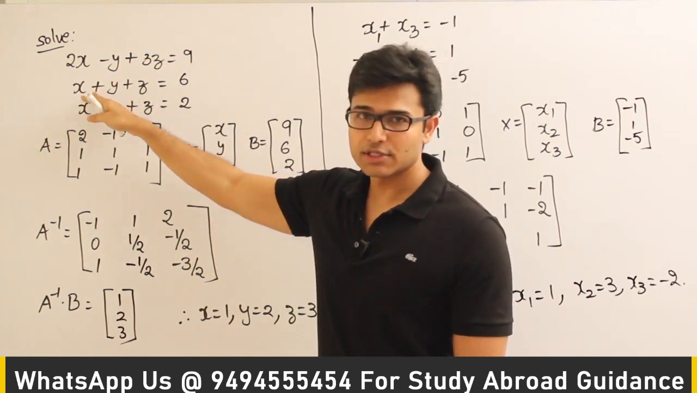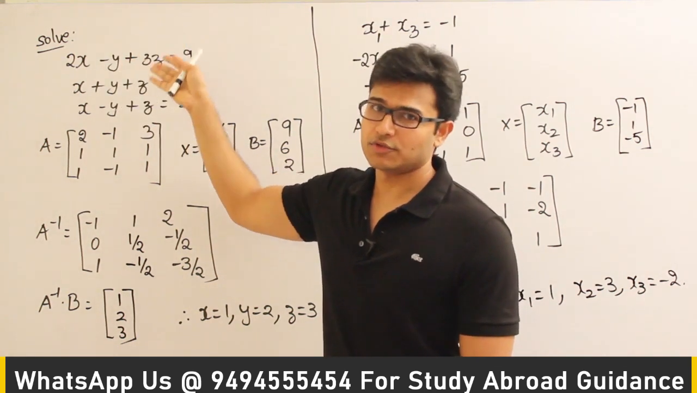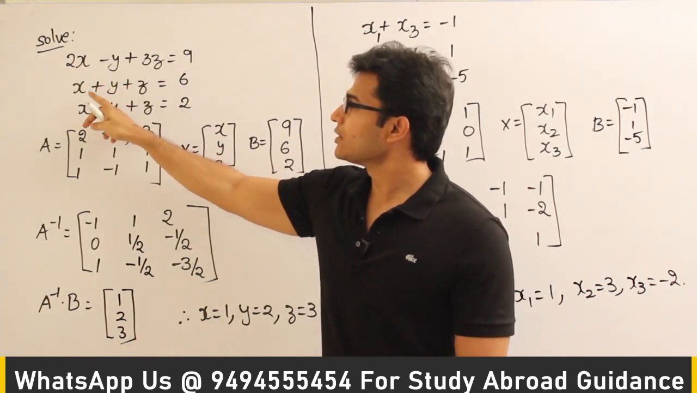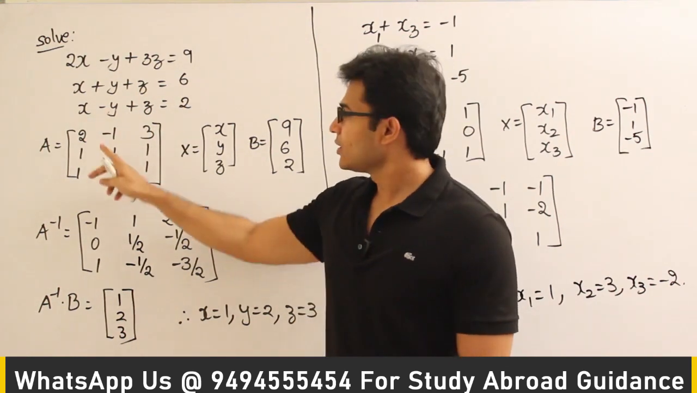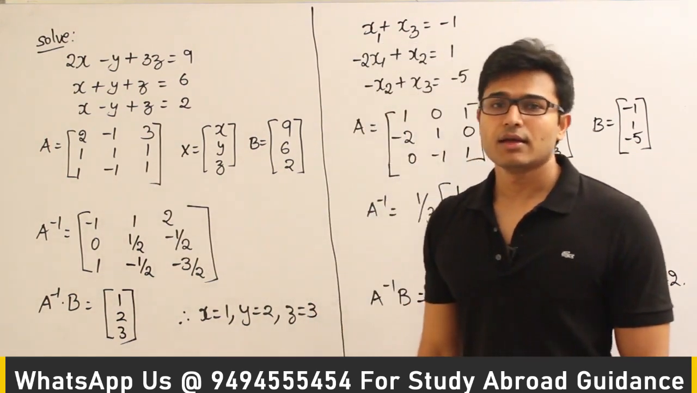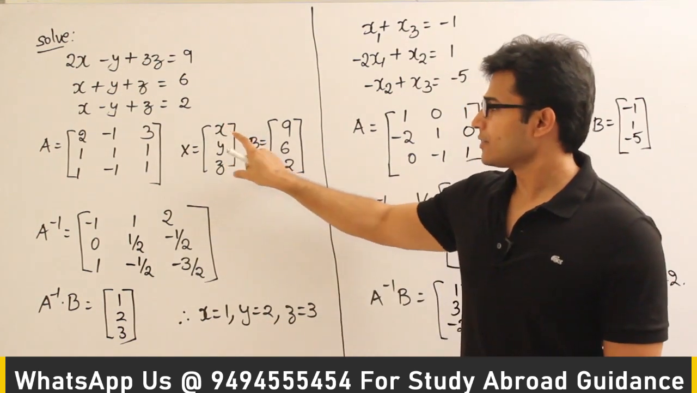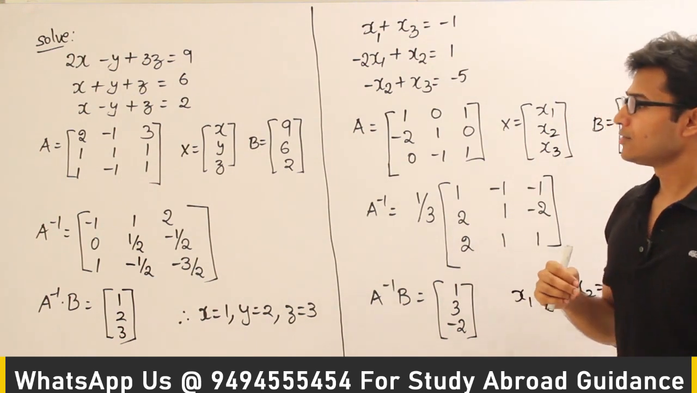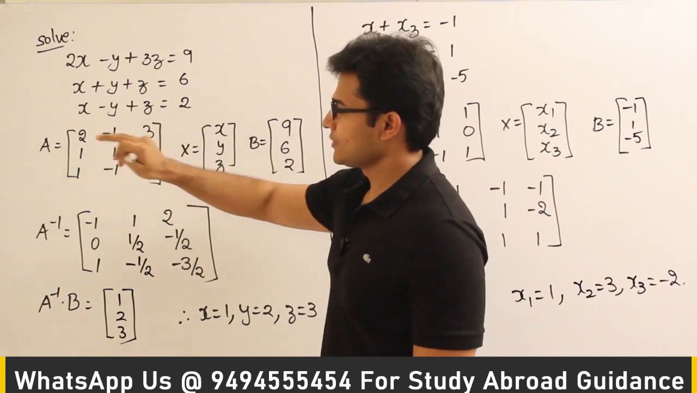Therefore, you are supposed to see that the variables are in the corresponding positions, and then see the coefficients here: 2, minus 1, 3; 1, 1, 1; 1, minus 1, 1, right? That is how you get the matrix A, and you know how to write the matrices X and B. Just now we have seen it in the derivation. So now you can find out the A inverse.